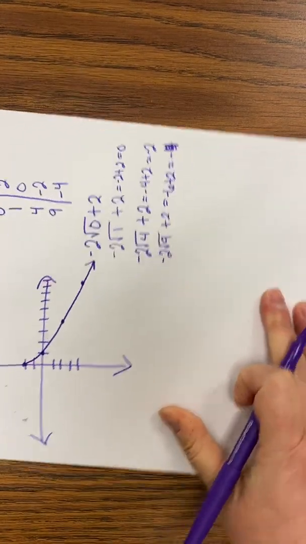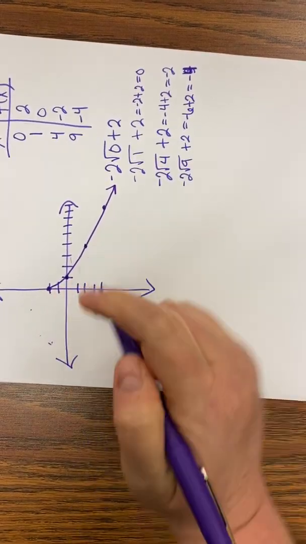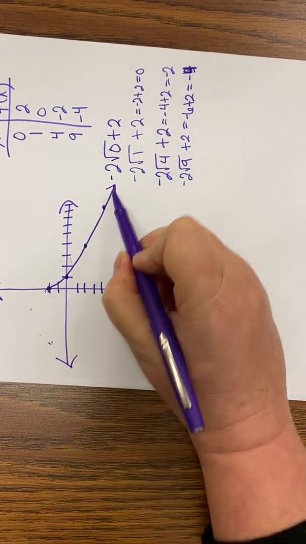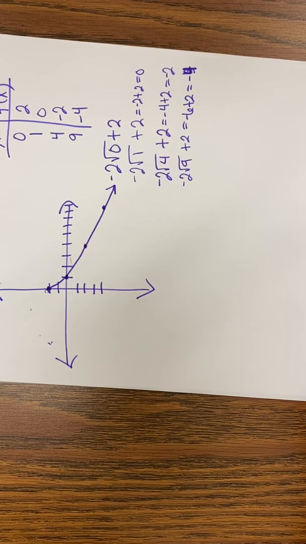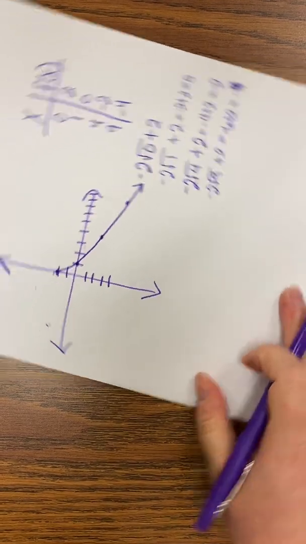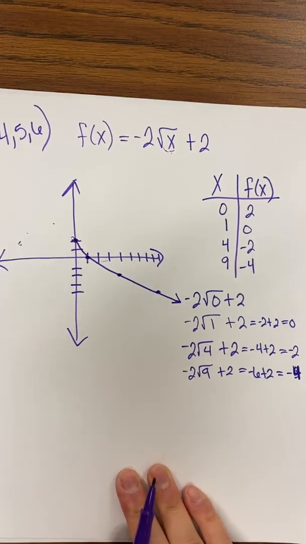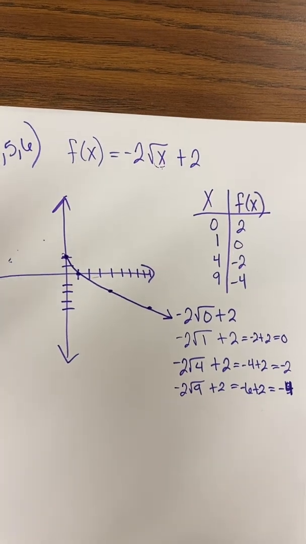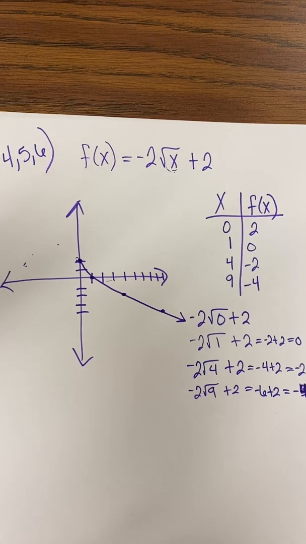So imagine if I turn my graph this way, think of this like the vertex of a parabola, and then it goes out. That's half of a parabola. That's what a square root function graph looks like. All right, so remember, this problem will be like what you see on numbers 4, 5, and 6. And that concludes the examples for lesson 6.3.